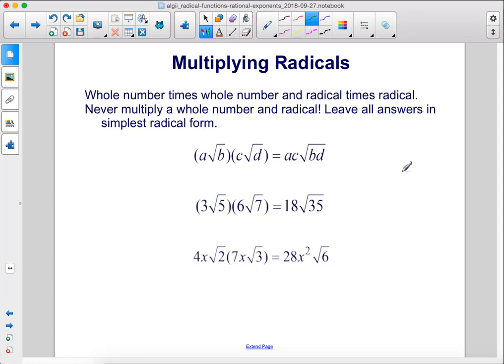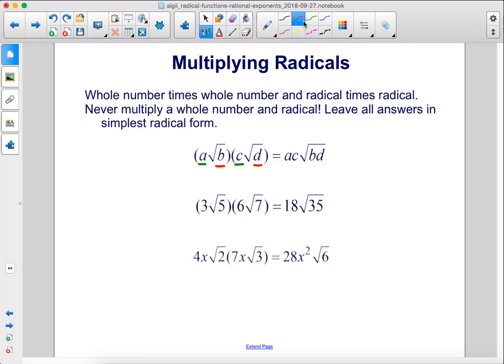Whole number times whole number and radical times radical. Never multiply a whole number and radical. Leave all answers in simplest radical form. So if we have a times the square root of b times c times the square root of d, you can multiply the coefficients and you can multiply what's under the radical like this. So it becomes ac times the square root of bd.